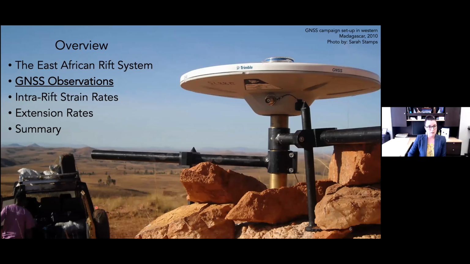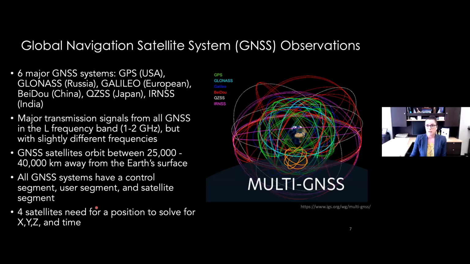So a little bit about GNSS observations. GNSS stands for Global Navigation Satellite Systems. Currently, there are 6 major GNSS systems. The GPS system, which is the oldest one, operated by the US. There's GLONASS, operated by Russia. Galileo, operated by Europe. Beidou, operated by China. And also QZSS, operated by Japan. And IRNSS, operated by India.